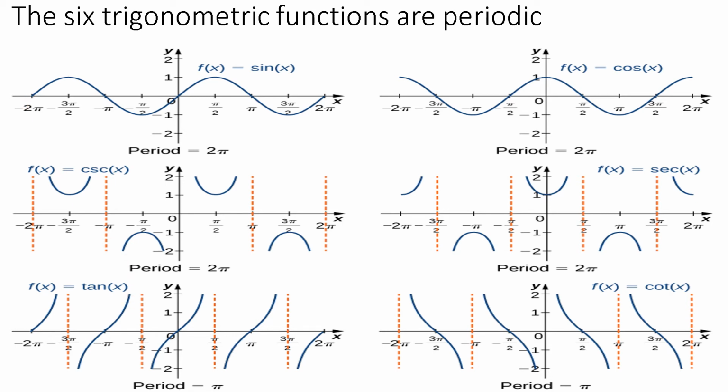Now let us see the graph of the tangent function. The values of x are given in the interval minus 2 pi to 2 pi.